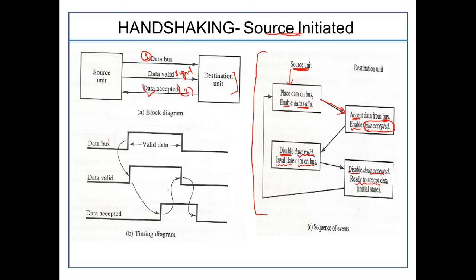So again, I would like to depict it from here also. First, the data is placed on the data bus, and as soon as the data is placed, the data valid signal will be activated. Then the destination will say that the data has been accepted, and accordingly the source will invalidate the data, the data valid signal will be invalidated, and the data bus will stop sending the data over the bus.